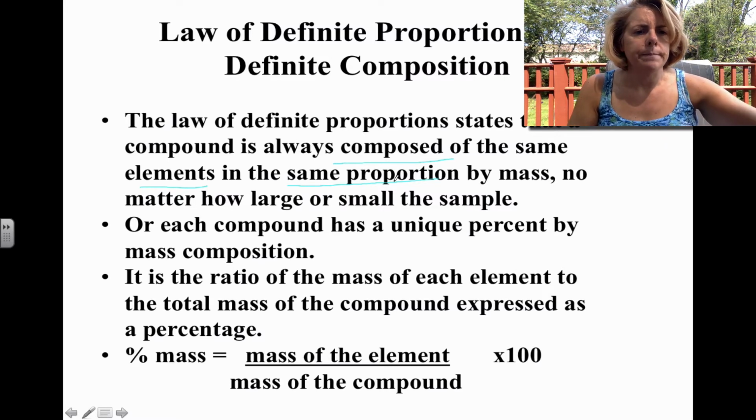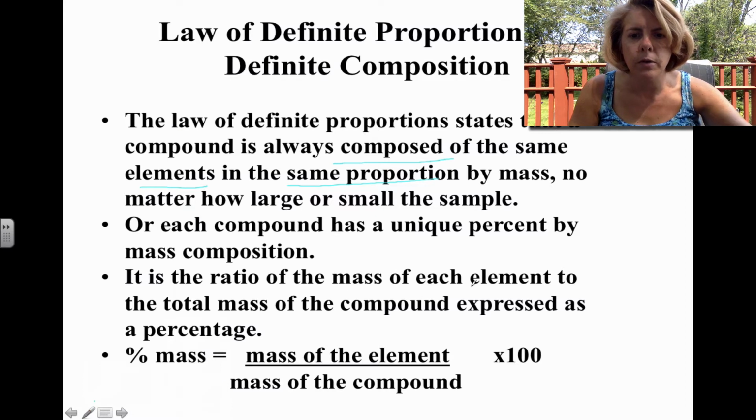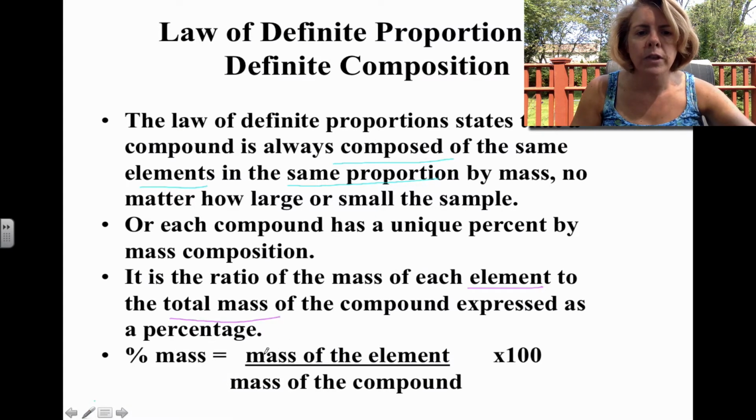And notice that it's the ratio of mass of one element to another. And it's just a real simple calculation that you have to do. So each element to the total mass. You take the mass of the individual element and you divide it by the total mass of the compound. And notice that you multiply it by 100, and we'll do a couple examples of that.